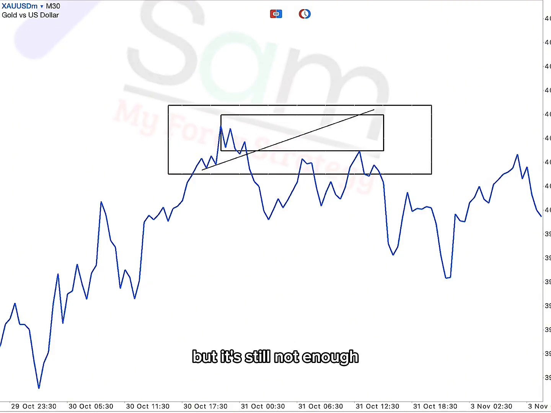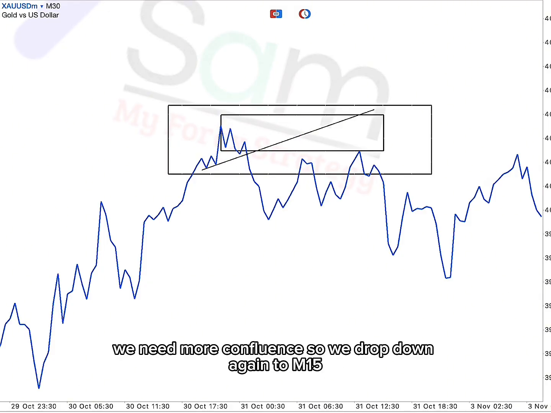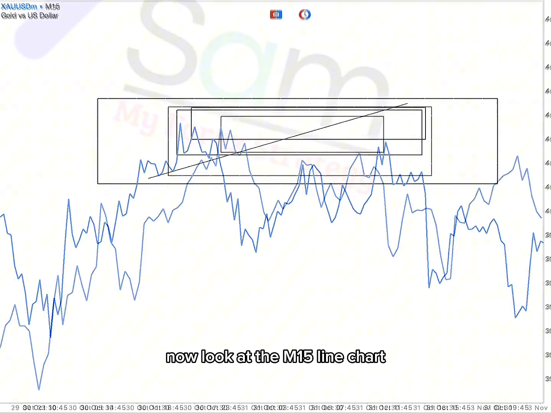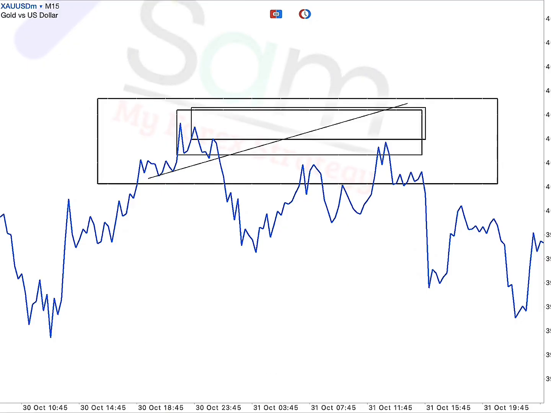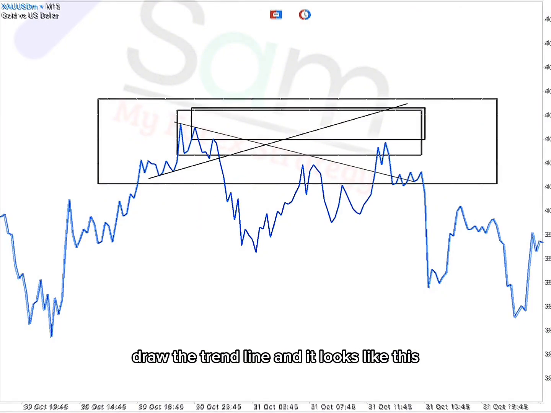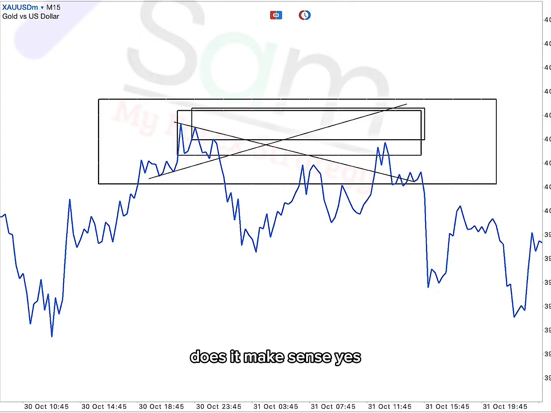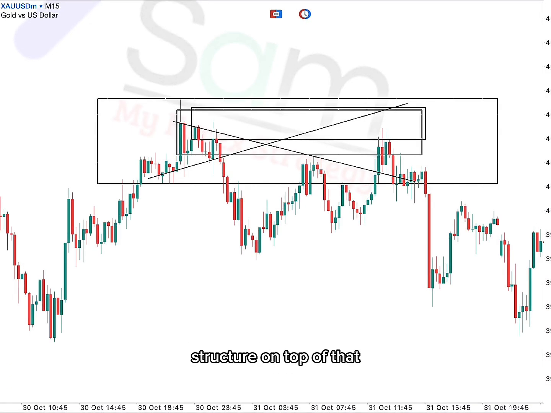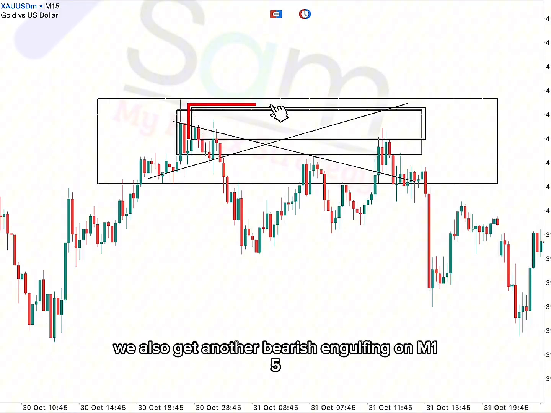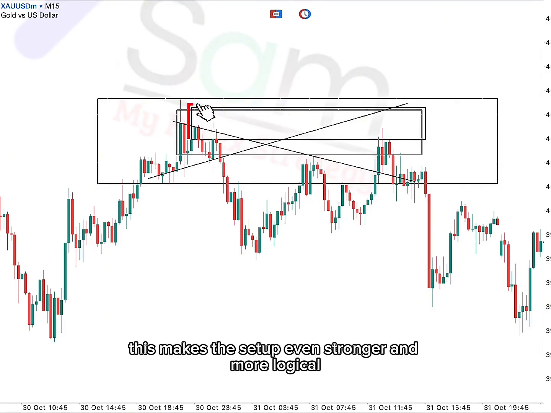But it's still not enough. We need more confluence, so we drop down again to M15. Now look at the M15 line chart. Can you find another logical confluence here? There it is. We have a clear resistance. Draw the trend line, and it looks like this. Does it make sense? Yes, clearly. Because this trend line is connected to market structure. On top of that, we also get another bearish engulfing on M15. This makes the setup even stronger and more logical.